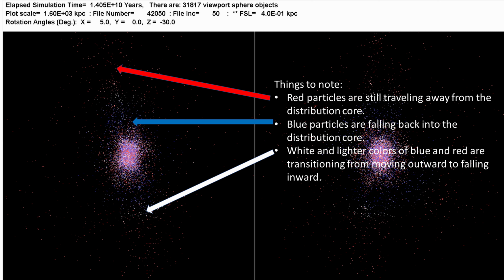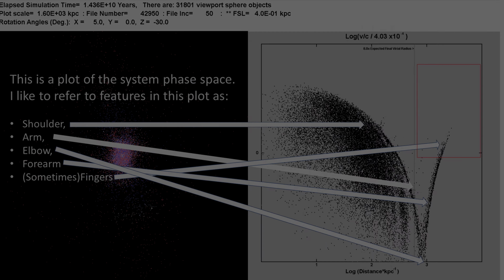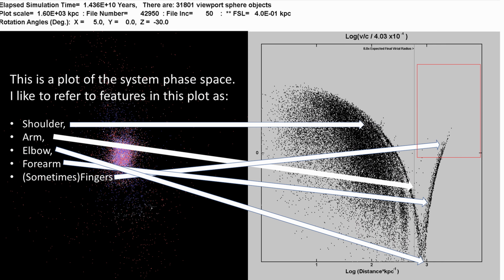First, we notice that on the edges here of this plot, the red-colored particles are traveling away from the distribution core, while the blue particles are falling back into the distribution core. Note that the white transitionary colors between the red and the blue mean that these particles are transitioning from moving away to falling inward. Let's examine the phase space diagram for this system.